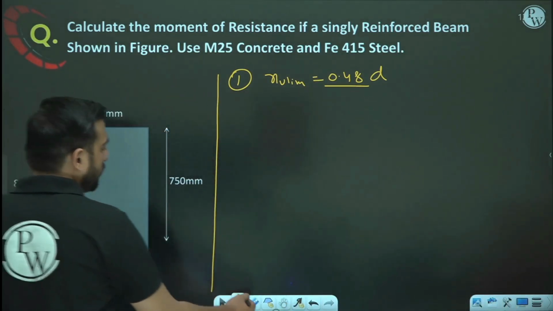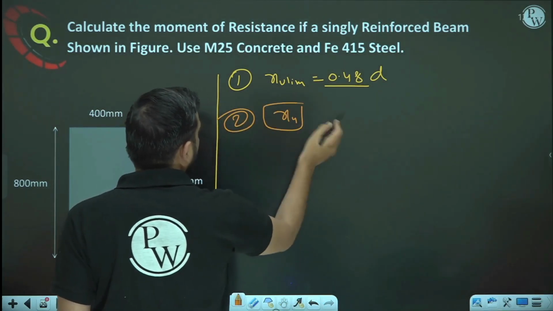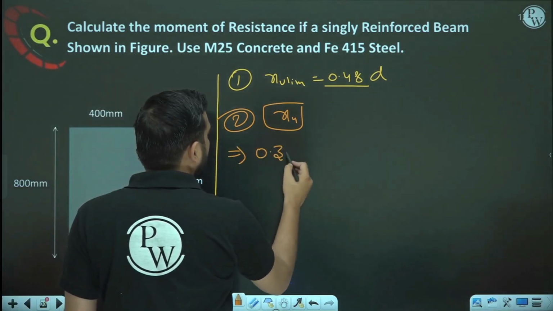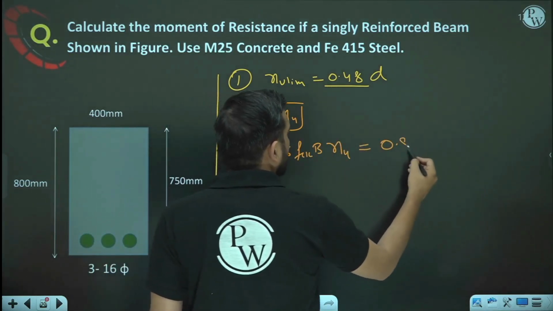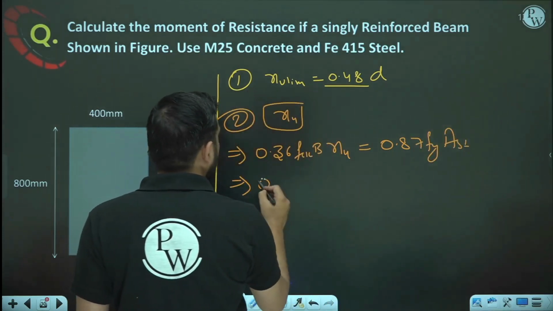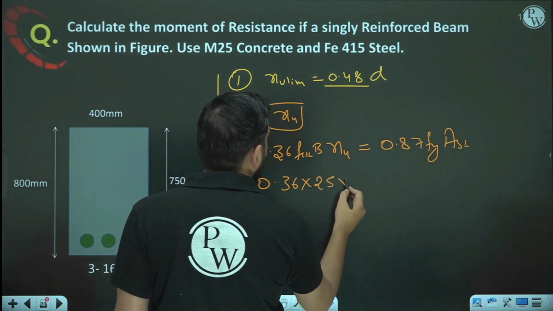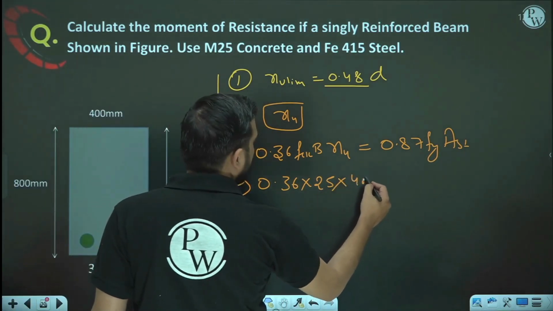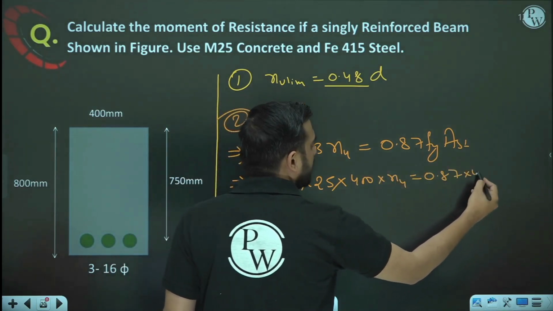Okay, in step number 2, we have to calculate the value of Xu. So how can we get the value of Xu? By equating tensile force and compressive force. So it is like this. 0.36, fck is 25, and what about b, dear? b is 400, and Xu we need to calculate. This is equal to 0.87 into Fy into Ast.